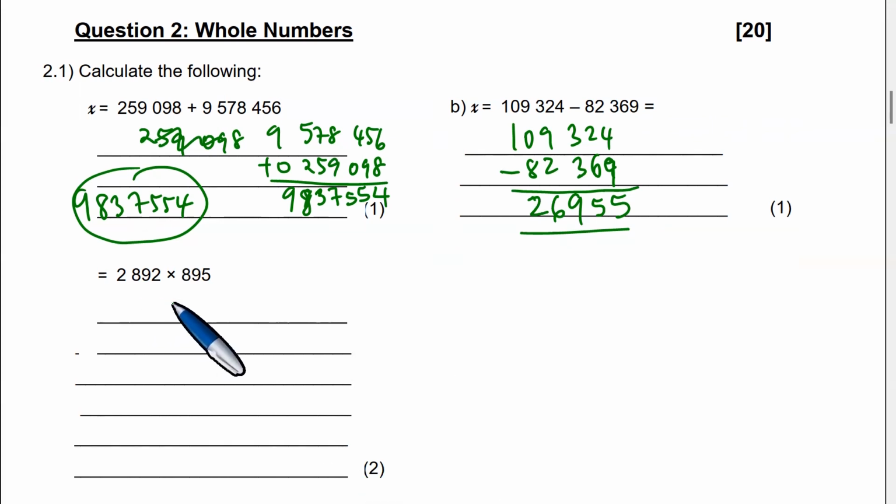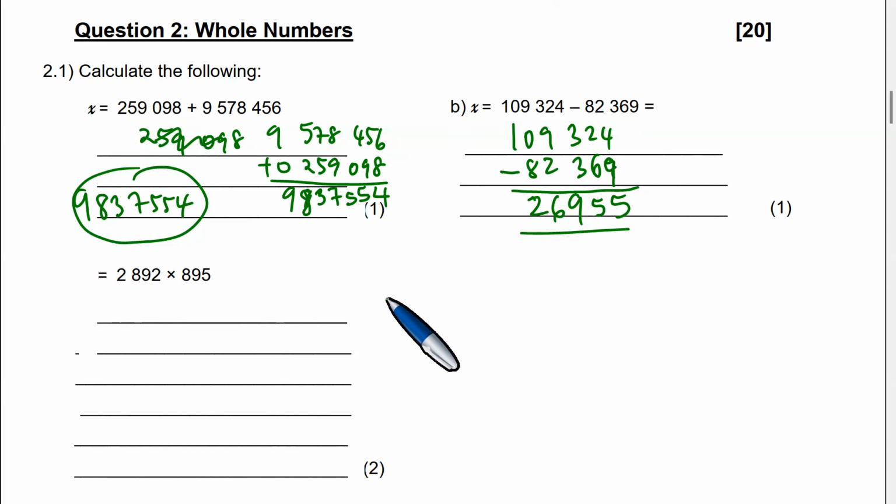Okay, let's do this one here. 2892 times 895. And tell me the answer, please, when you're done. What's the answer? Says it's 2,000,000, 588,300, 340.